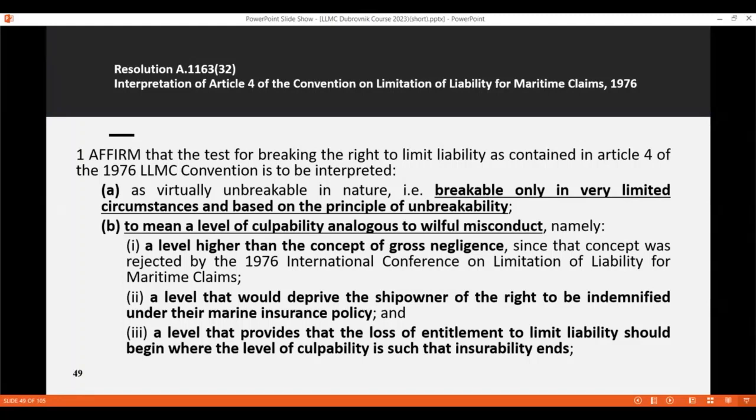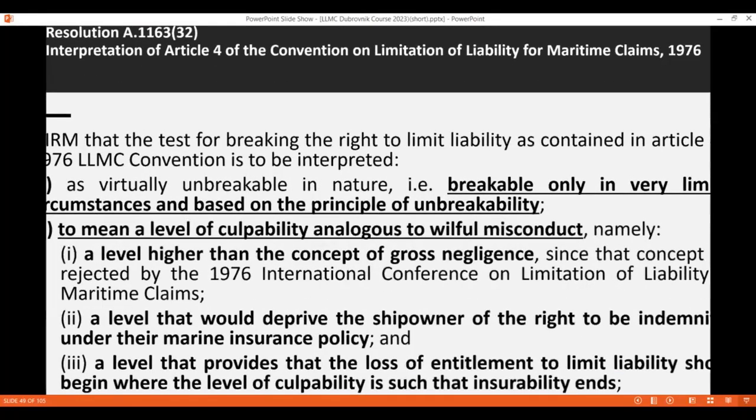And B, to mean a level of culpability analogous to willful misconduct, namely a level higher than the concept of gross negligence, a level that will deprive the ship owner of the right to be indemnified under their marine insurance policy, or a level that provides that the loss of entitlement to limit liability should begin where the level of culpability is such that insurability ends. So now it is quite, sorry.